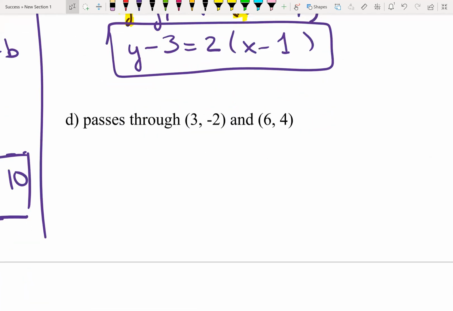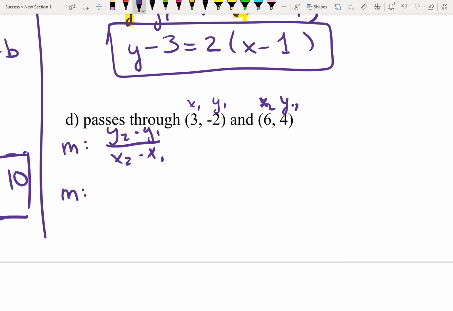The last one is problem D. It says we're looking for the equation of a line that passes through these points. First, I notice I do not have a slope. So I'm going to start by solving for that slope. So y2 minus y1 over x2 minus x1. So our slope is going to be 4 minus negative 2 over 6 minus 3. 4 minus negative 2, that's going to give me 6. 6 minus 3 is 3. My slope is going to end up being a 2.